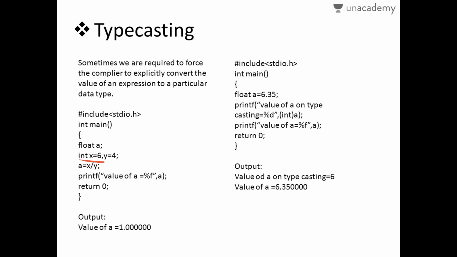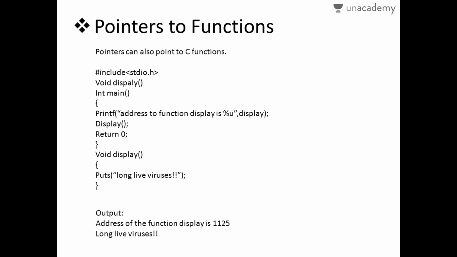In another scenario, here I have a float value, and I want it in terms of integers, so I simply typecast it and enter a as int of a. The actual declaration is float, but I'm giving an output as int of a, then the output will be only 6, but the actual output that it had to be is 6.35. This is how typecasting can help.